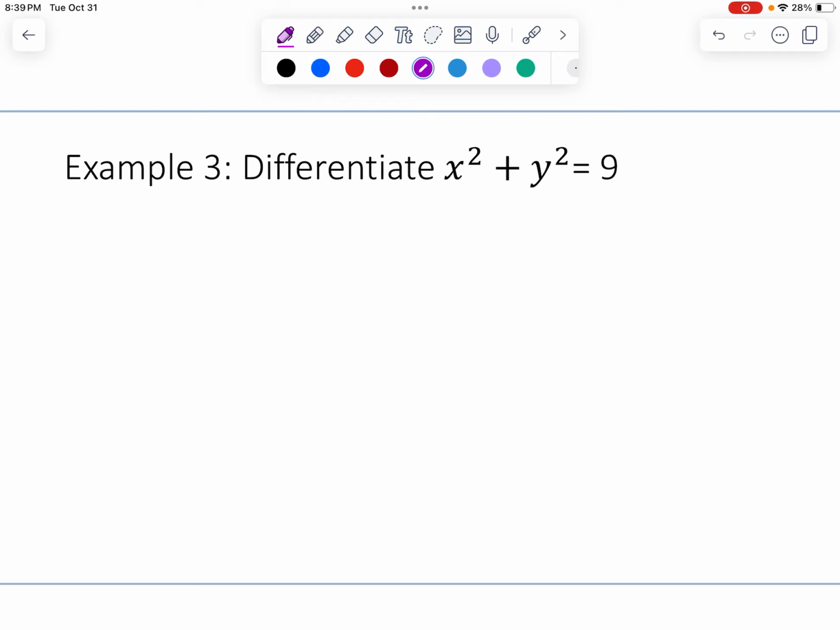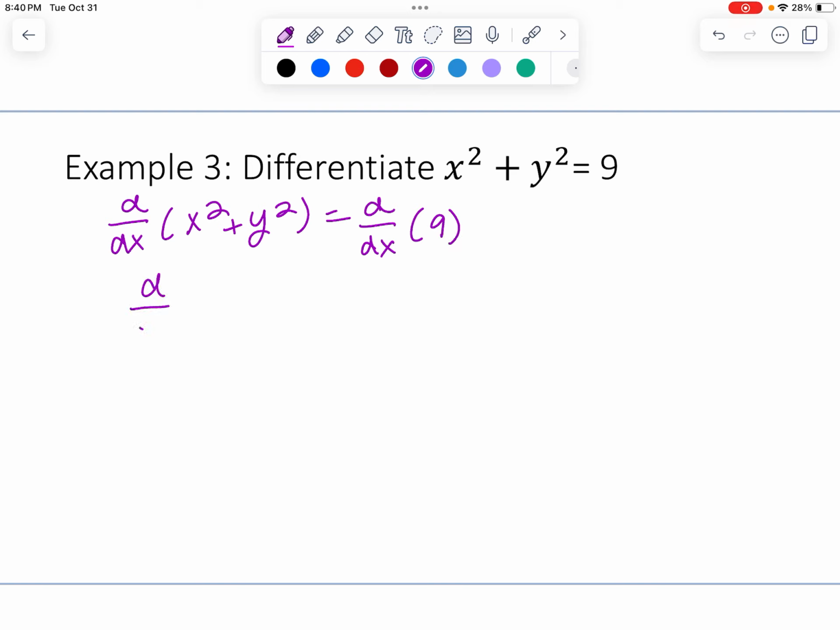So this says differentiate x squared plus y squared equals 9. The reason we're using implicit differentiation is because y is not easy to solve for. So it's not easy to get the dependent variable on one side and just find the derivative. Instead, I am going to use implicit differentiation, and so I am going to take the derivative of both sides with respect to x.